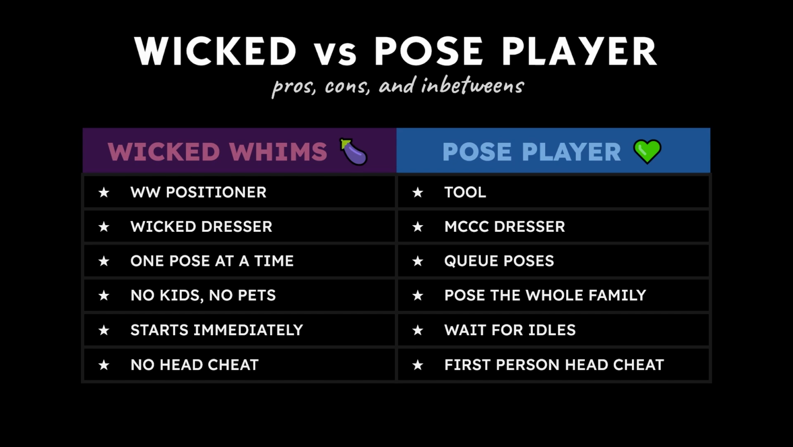With Wicked Whims, you cannot do the first person head cheat. This is just something that I have observed. So if you know you're going to be doing a lot of talking animations and you want to have your Sim looking back and forth, maybe you're going to do that scene with Pose Player. All right, so basically, they're both great. They both have their uses, and I use them interchangeably. So that's just how I've observed them over the years.